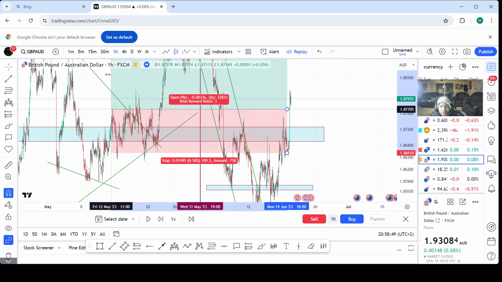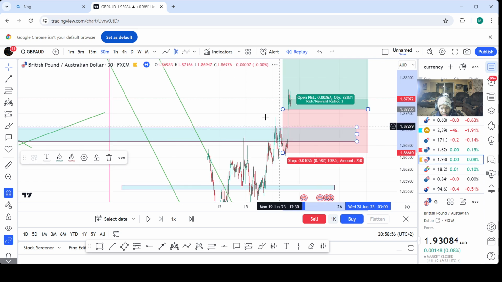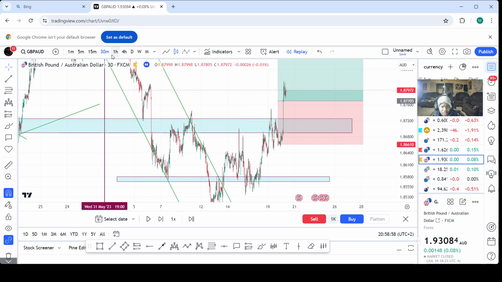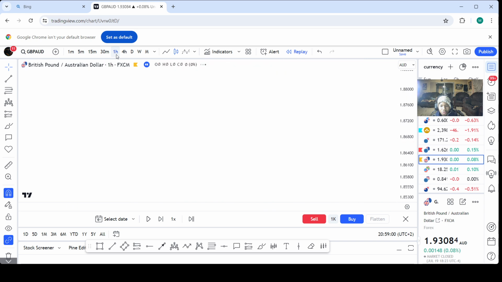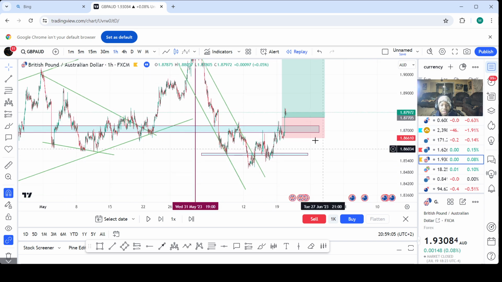Let's just check, man. I don't initially enter with 1 hour. Initially I literally just enter with 30 minutes. So yeah, it's still the same level. Okay, everything is cool.